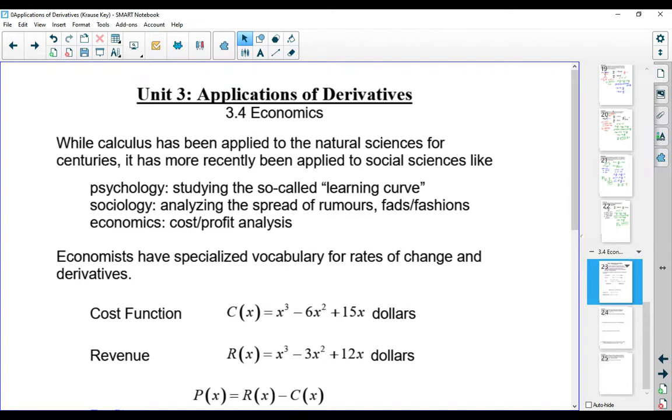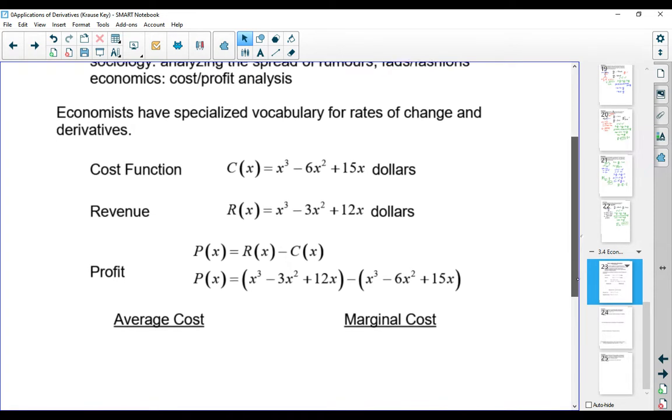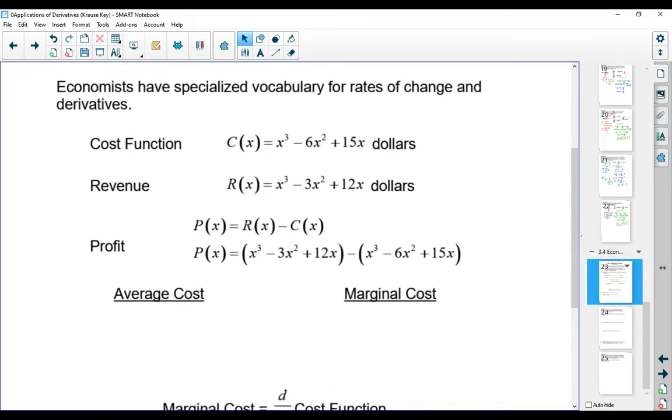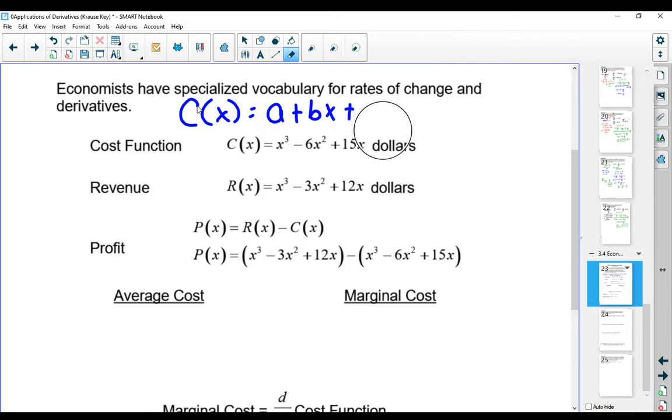So the one we're going to look at today is economics. This is looking at things like cost, profit, revenue, and so on. There's some terminology I need to introduce to you to begin with here. Economics has some very specialized vocabulary that they use for rate of change with regards to derivatives. First of all, there's a general cost formula, and you certainly don't need to memorize this. This is just for any of you that are thinking about going into business. Certainly you'll get into much more detail with this when you are in college. But this would be a standard formula for cost.